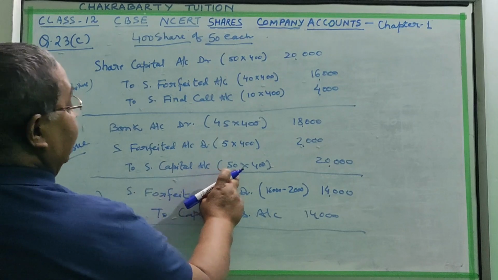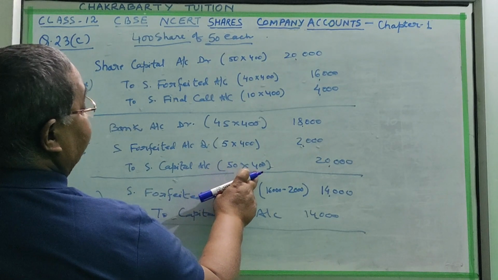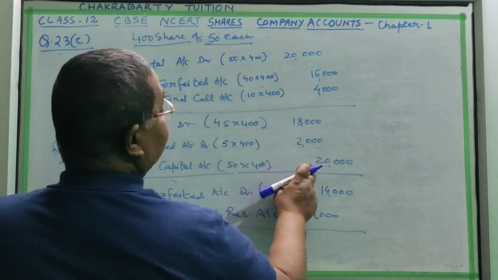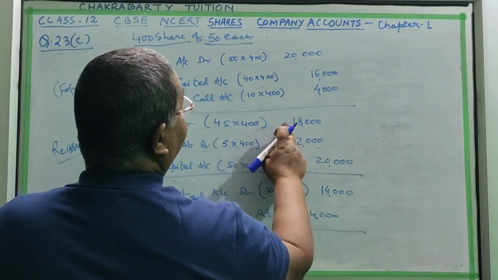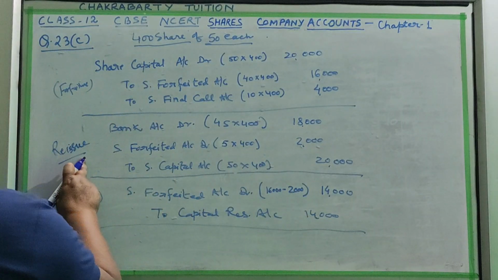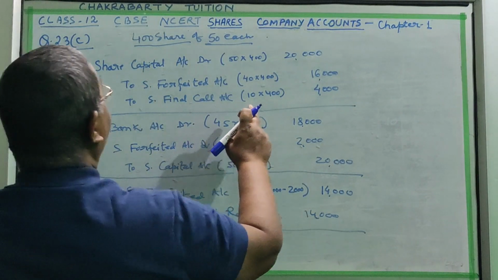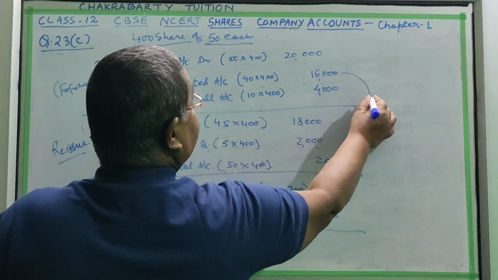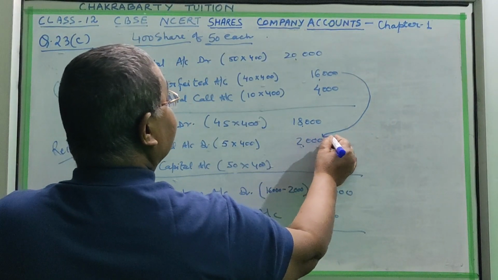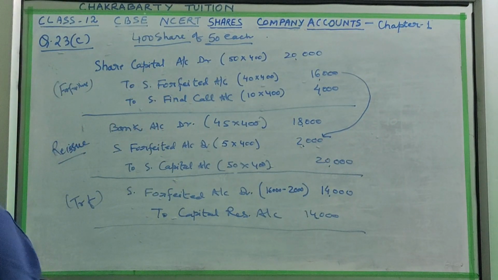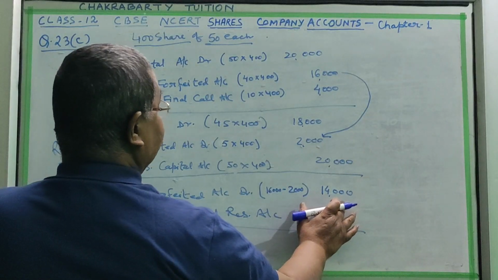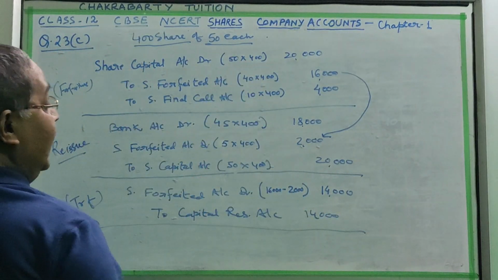Capital account we will credit by fully paid value of 400 shares. 50 into 400 comes to 20,000. Now you see the total. This is 20,000. So this is the reissue entry. Now out of this 16,000 you have used this 2,000. So how much is remaining? 14,000 is remaining, and all the shares have been reissued.